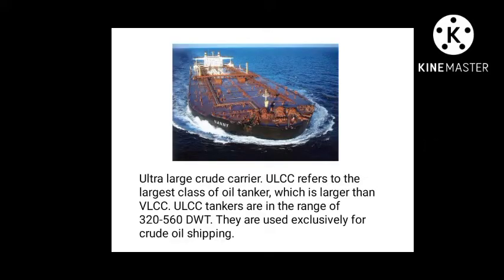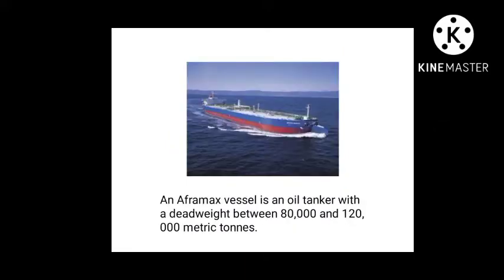So, ULCC or ultra large crude carrier. ULCC refers to the largest class of oil tanker, which is larger than VLCC. ULCC tankers are in the range of 320,000 to 560,000 deadweight tons. They are used exclusively for crude oil shipping. And this is a picture of Aframax. An Aframax vessel is an oil tanker with deadweight tons between 80,000 and 120,000 metric tons.